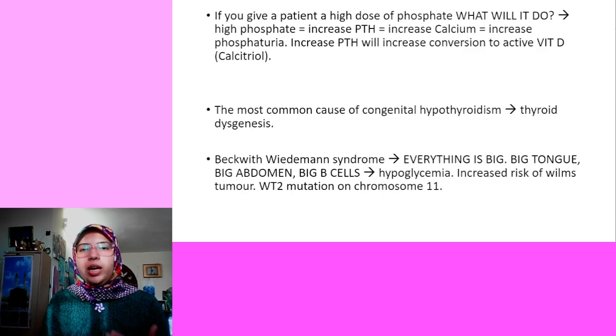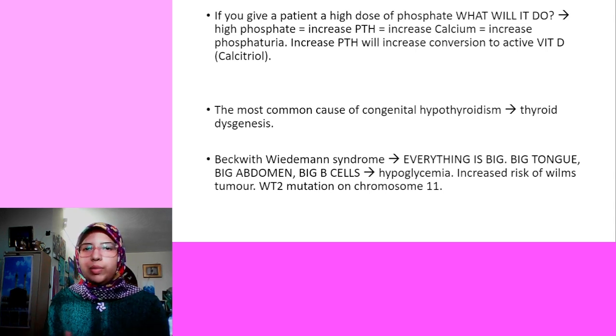If you give a patient a high dose of phosphate, what will it do? So just keep in mind with everything, increased phosphate means I want to get rid of it, right? So I'm going to increase PTH, and when I increase PTH, I'm going to increase calcium, and that will also increase activation of vitamin D. The most common cause of congenital hypothyroidism is thyroid dysgenesis.